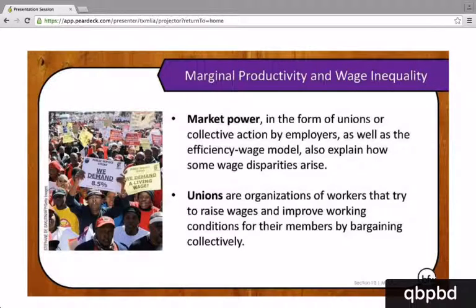But let's look at some of these things that maybe don't fall as consistent with the marginal productivity theory of labor. Things that create wage differences that are unrelated to it. One would be market power. For example, market power can occur in the form of unions or collective action by employers, as well as the efficiency wage model. They also explain how some wage disparities arise. So let's talk about these. Let's first talk about market power.